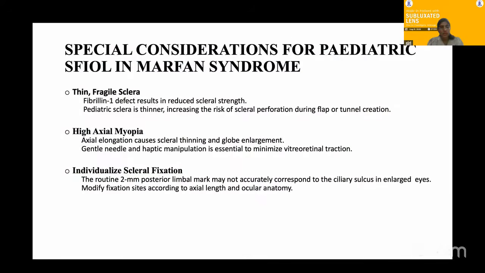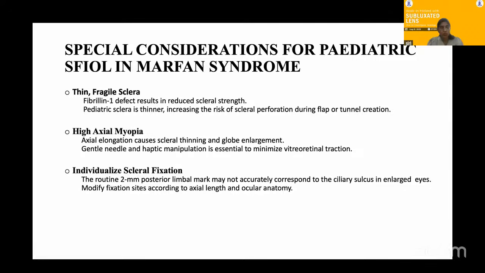Lastly, discussing the special considerations for pediatric esophile in Marfan syndrome. The sclera in them is thin and fragile because of mutation in fibrillin 1, so there is a high chance of scleral perforation during flap or tunnel creation. One has to be careful. High axial myopia will lead to scleral thinning and globe enlargement, so gentle needle and haptic manipulation is essential to minimize vitreoretinal traction.